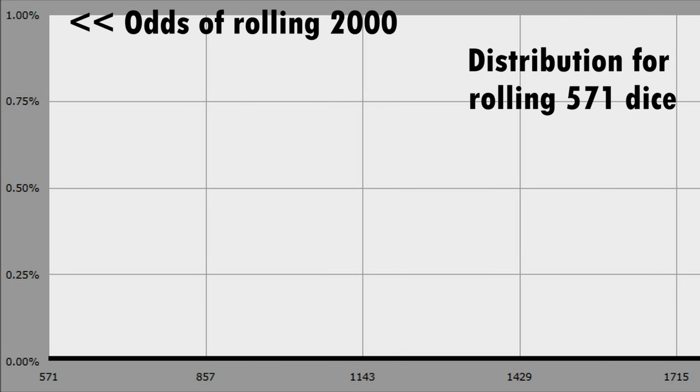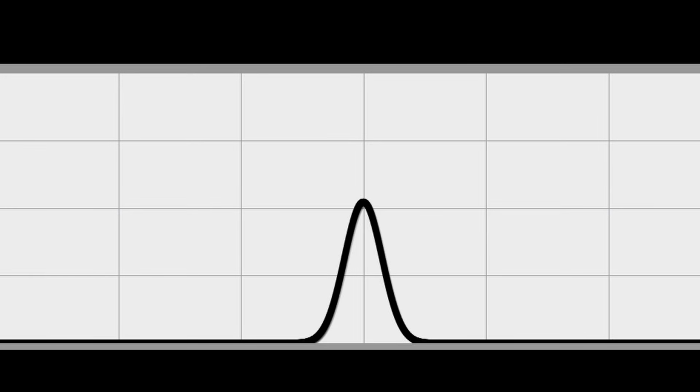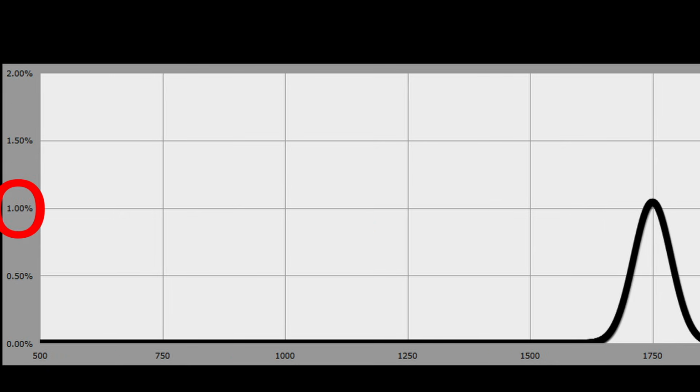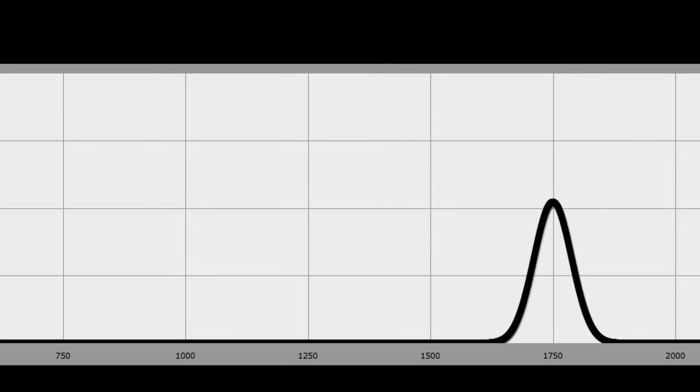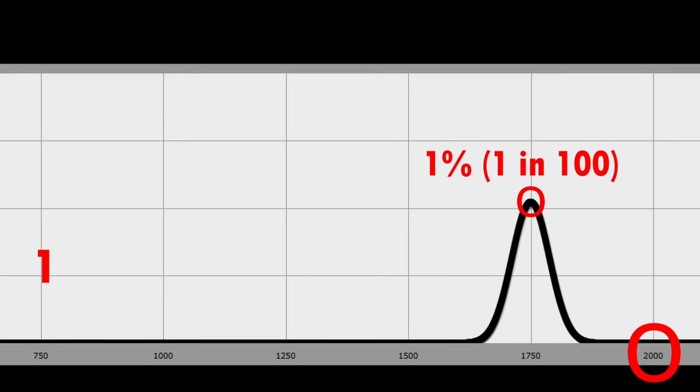And here's where things get really bad. This site only lets you roll up to a maximum of 500 dice. The distribution for rolling 500 dice looks like this. The most likely sum to get rolled is 1741, sitting here at just above a 1% chance. The probability of rolling a sum of 2000 sits right over here. Keep in mind, up here is about a 1% chance. Down here, it's about 1 in 229 billion.